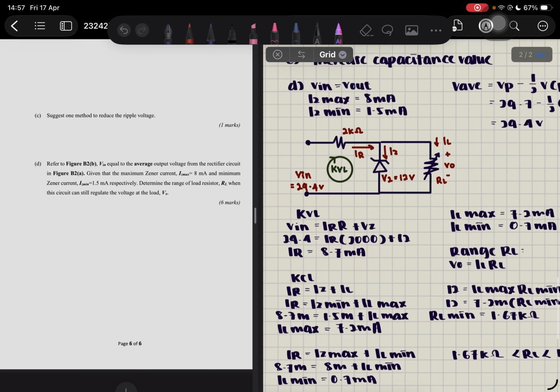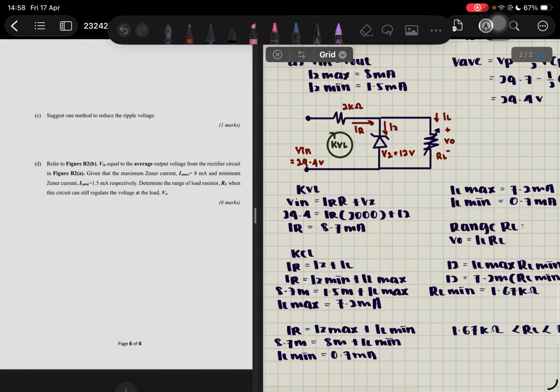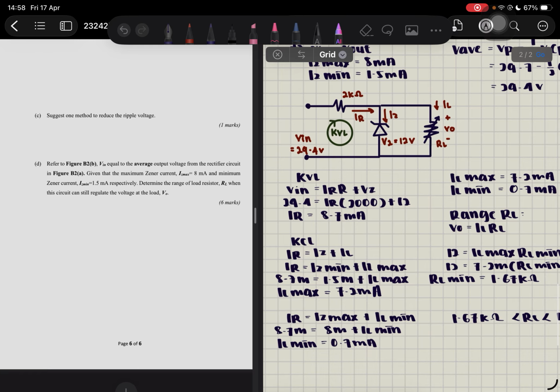So here we must find the IR, IZ, and IL. IZ we already have, so we want to find IR first and IL to get the RL. Okay, so let's go. First we use the KVL and get the IR is 8.7 milliampere. Then we can use a KCL. This is the IR, IZ, and IL. So IR is equal to IL plus IZ.